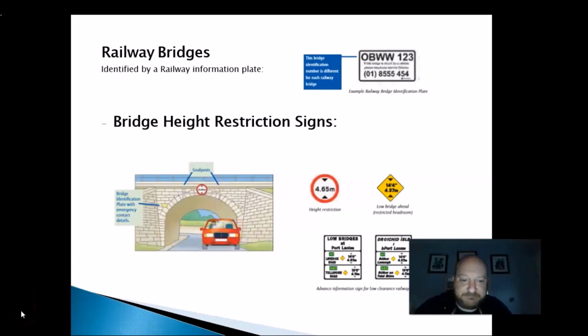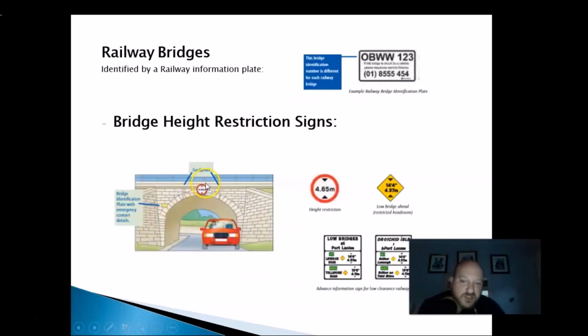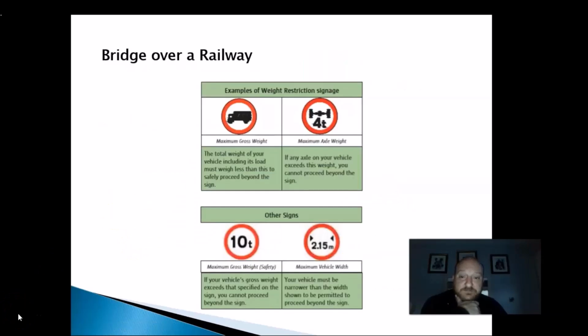Railway bridges. Again, you can just see the height restriction here, and it gives you 4.65. You see it here on the top of the bridge as well. If you're not sure of the height, you should know the height of your vehicle anyway, but the height of the bridge will always be there. You'll always see it before the bridge and usually on the bridge as well. Bridge over a railway.